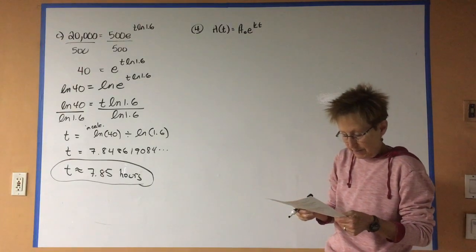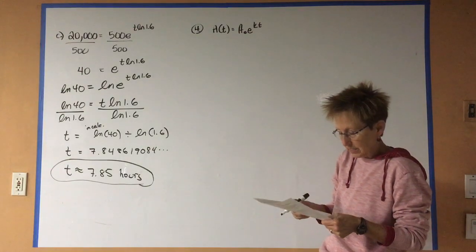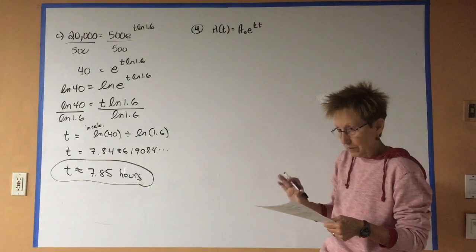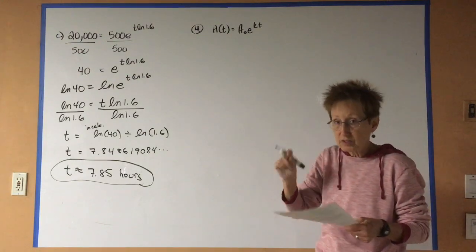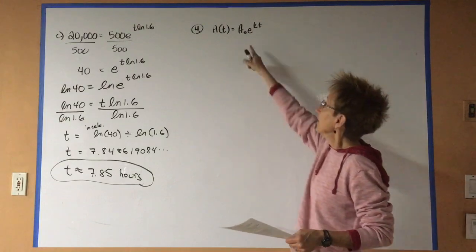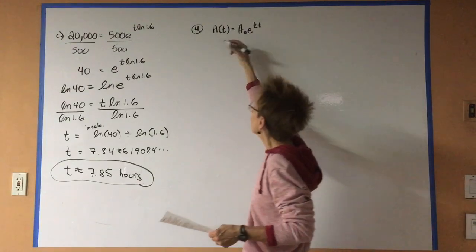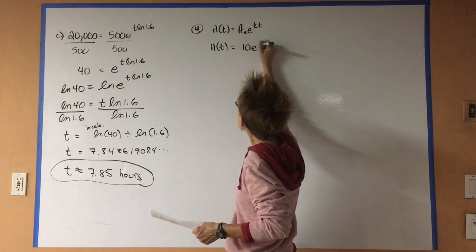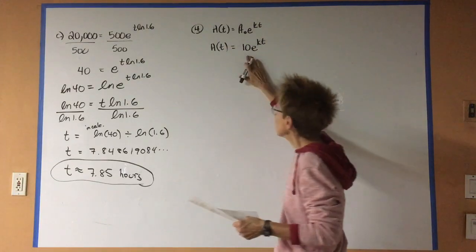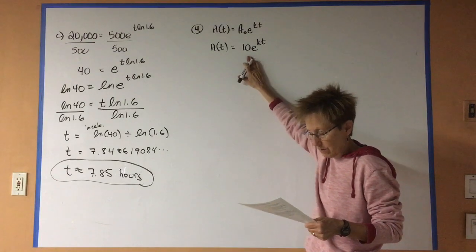It says the half-life of a radioactive substance is 6 years. Okay, I'm going to hold on to that for a moment. If 10 grams are present now, so 10 grams, where does that go? That's this A sub 0. So now my formula looks like this. A of t equals 10 e to the kt. So 10 grams are present right now.